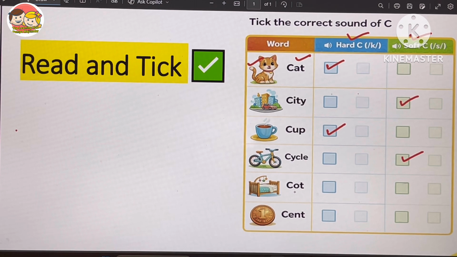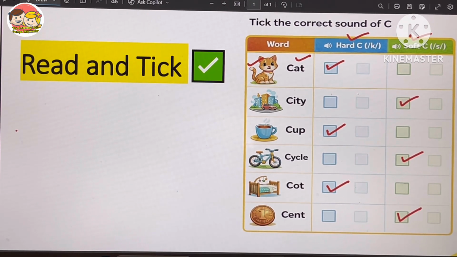Now look at the next word. It's caught. Caught. Yes, it's a hard C sound. So let's tick the box. Now look at the next word. Scent. Scent. Here the letter C makes s sound. Is it hard C or soft C? Excellent! It's a soft C sound. So put a tick in the correct box.